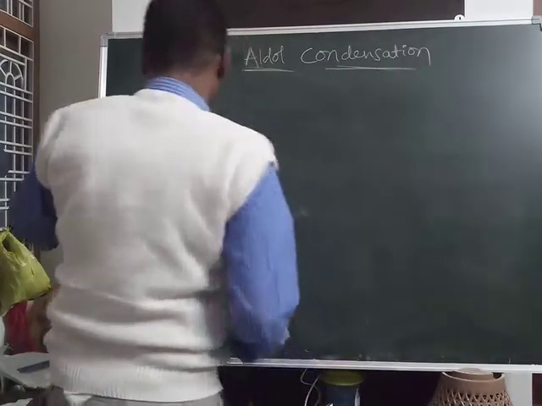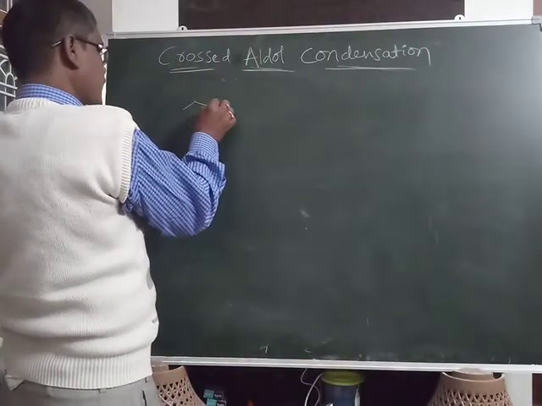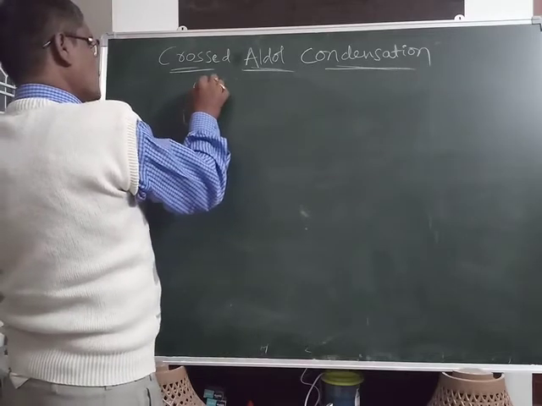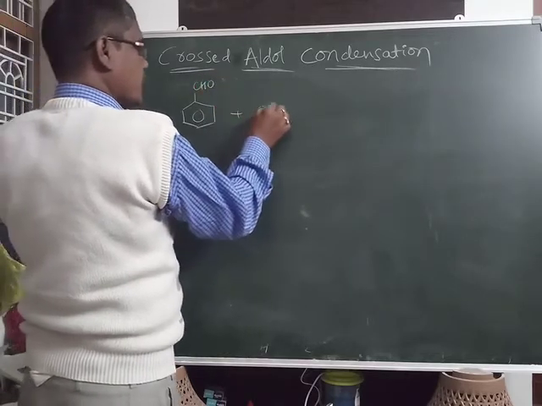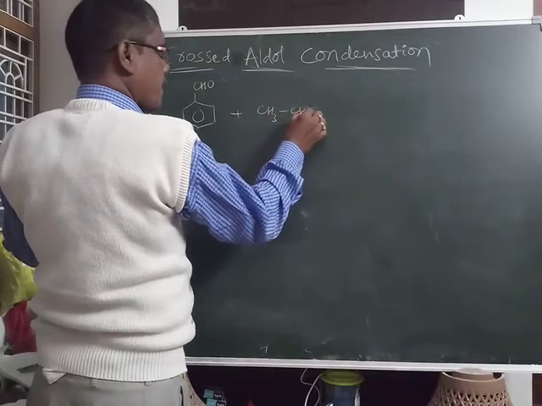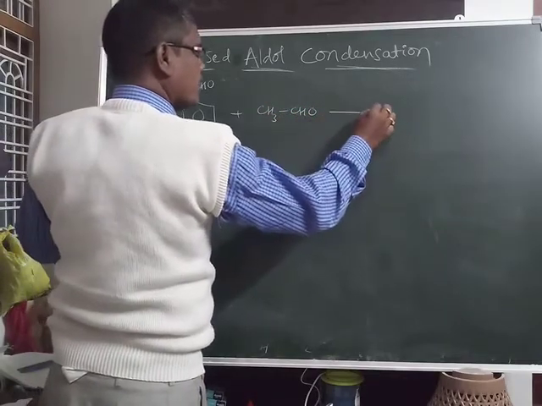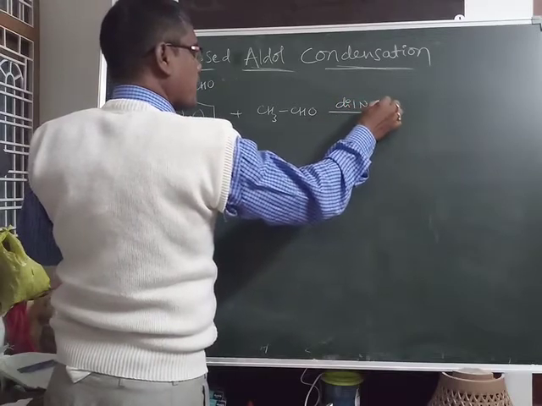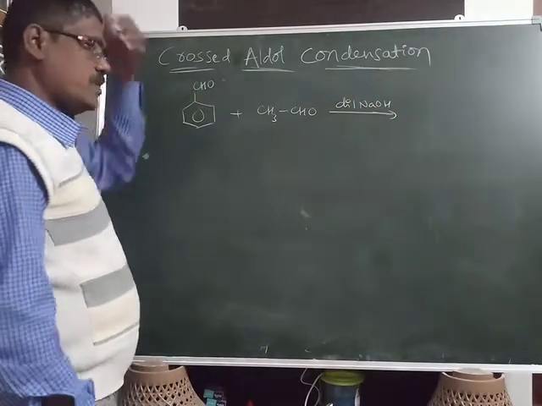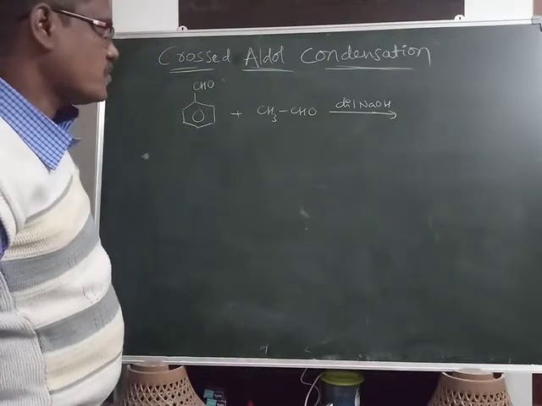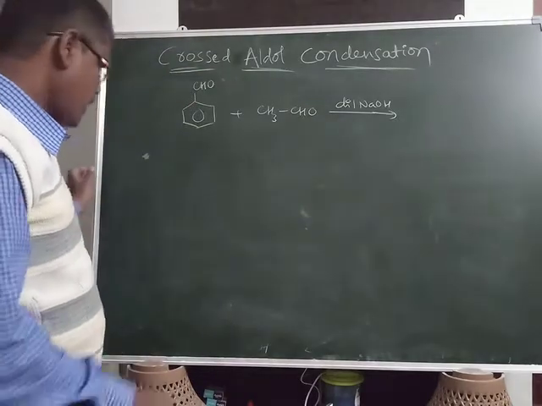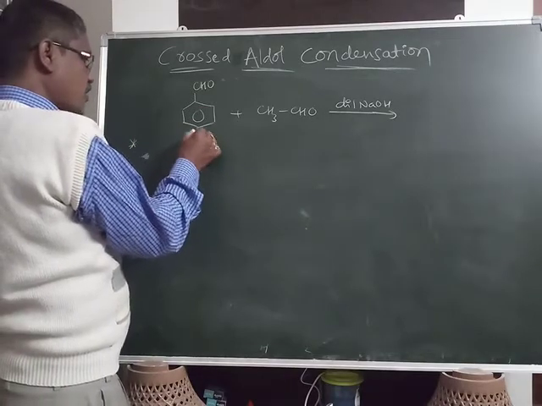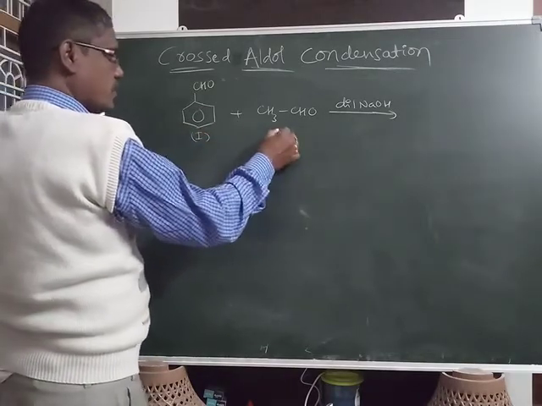One more example. So this is the benzaldehyde. This is the acetaldehyde, in the presence of dilute NaOH. This is also crossed aldol condensation. Here a very important factor: let this be the first molecule, and this is the second molecule.